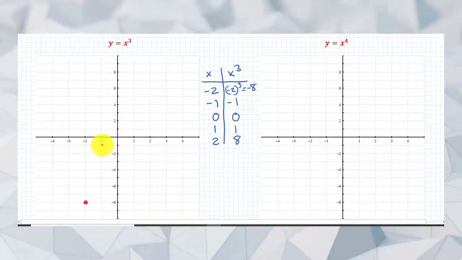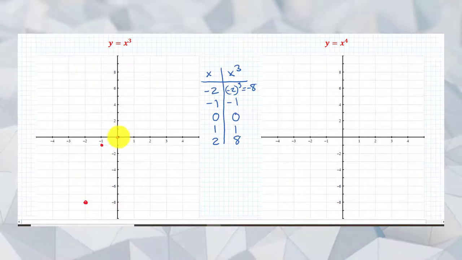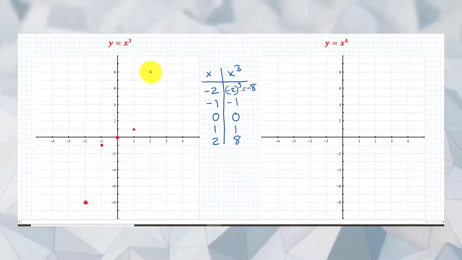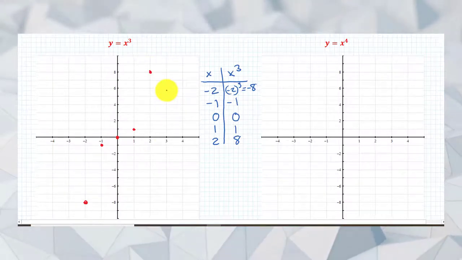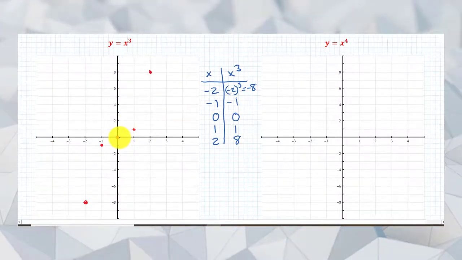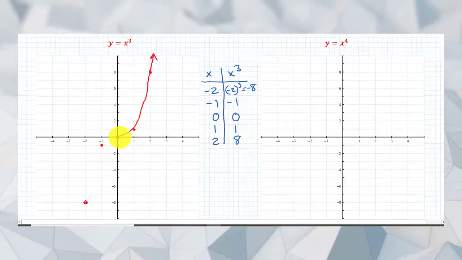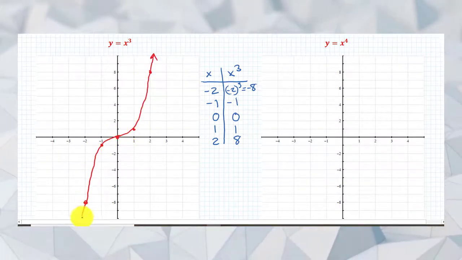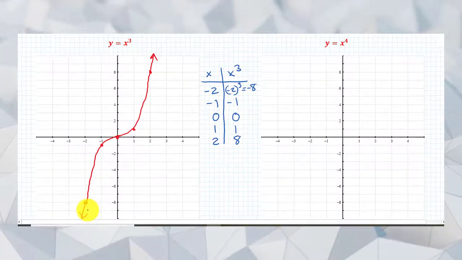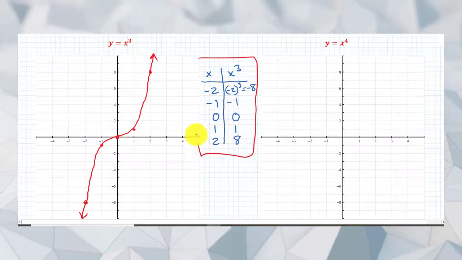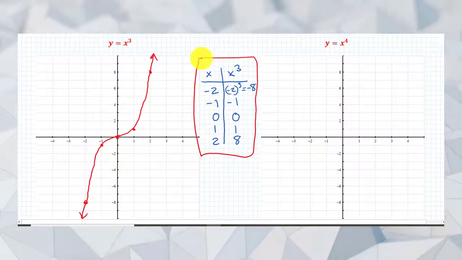I said negative 1 cubed is negative 1. 0 cubed is 0. 1 cubed is 1. 2 cubed is 8. 3 cubed, 27. I just don't have any room right here on this window, right? So let's connect the points. And this is a graph of y equals x cubed. Please make sure you're familiar with it. Again, how did I graph it? By looking at input, output, okay?